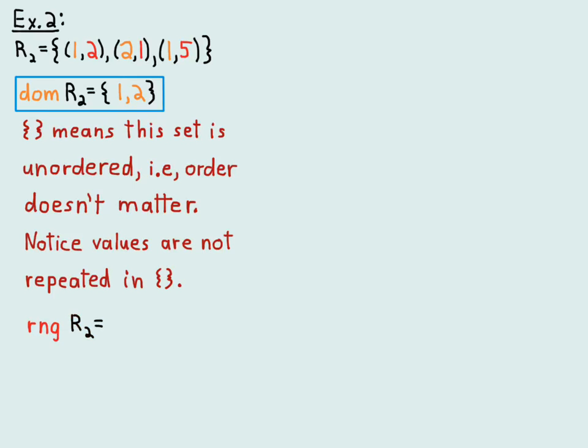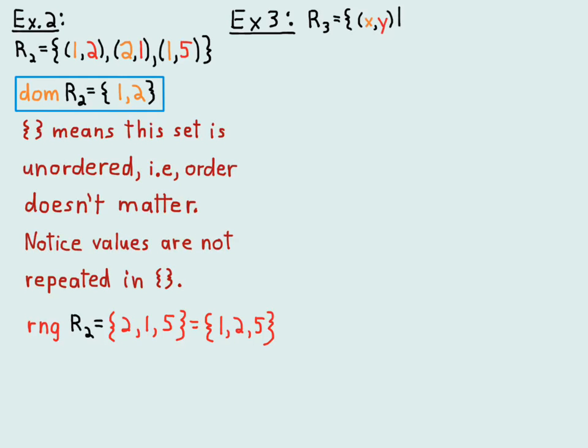So what is the range of this? It's going to be the set containing 2, 1, and 5. And I can write them in that order, or if I wanted to, I could write them in numerical order, which there seems to be gravity pulling us towards, but it doesn't matter. They're both meaning the same thing. So notice the range has 3 numbers in it, and the domain only has 2.